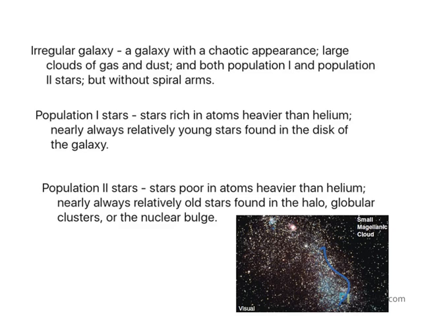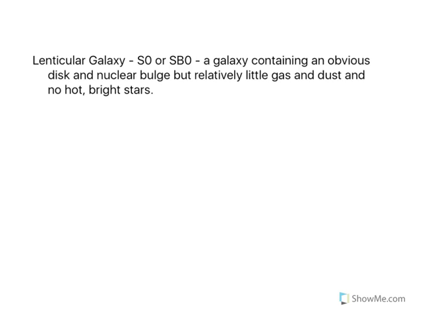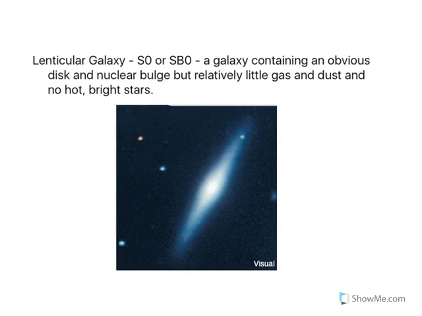And we can see both red and blue stars in the image. So if you look closely, you can see red stars and blue stars. Lenticular galaxies have the letters S with a 0 or an SB with a 0. And they are a galaxy containing an obvious disk and a nuclear bulge, but relatively little gas and dust and no hot bright stars. Here's an example from your textbook.